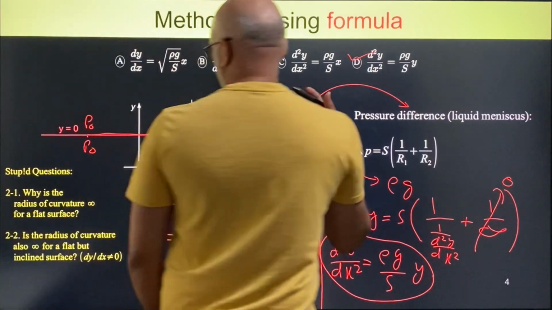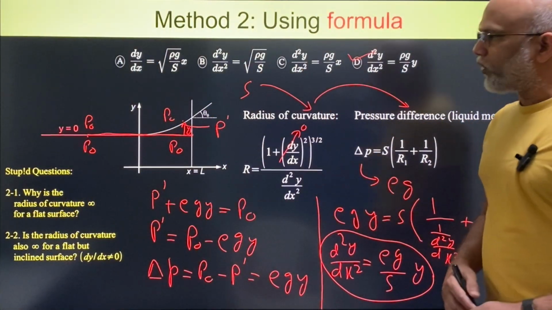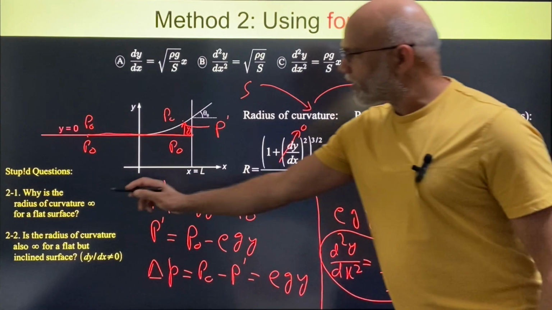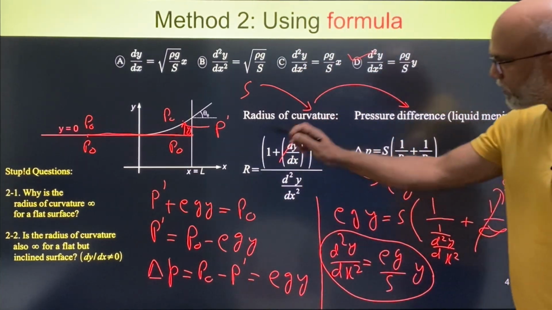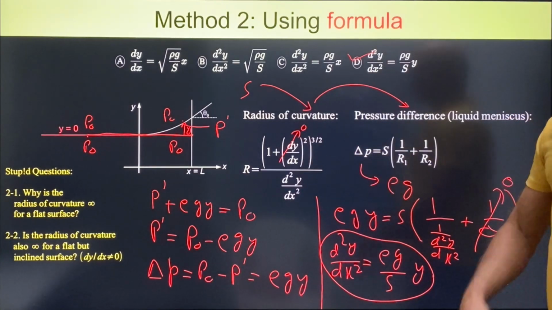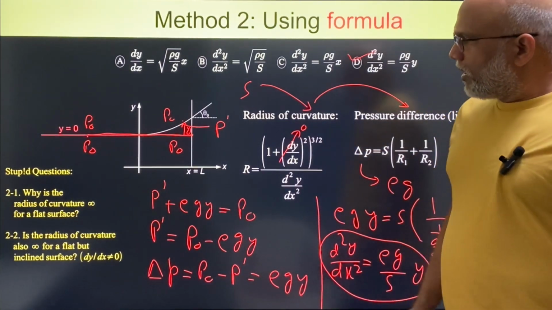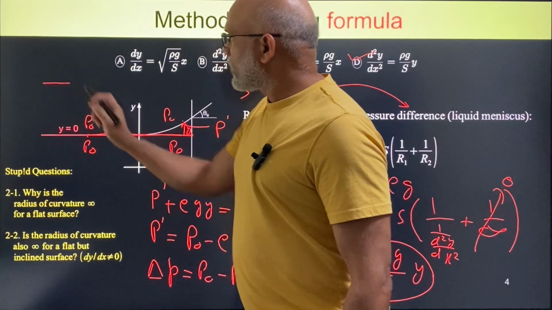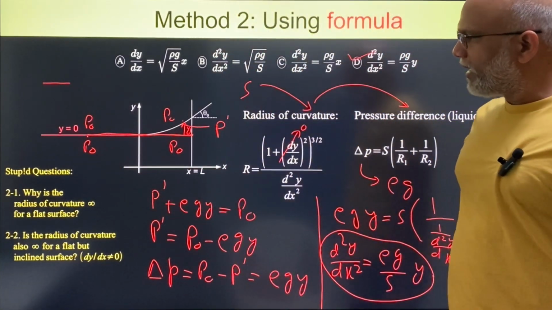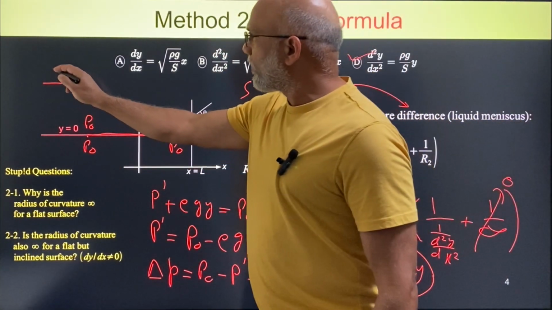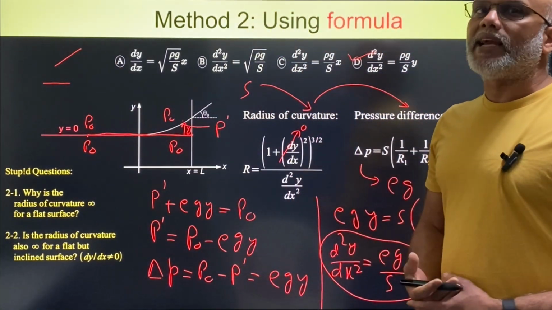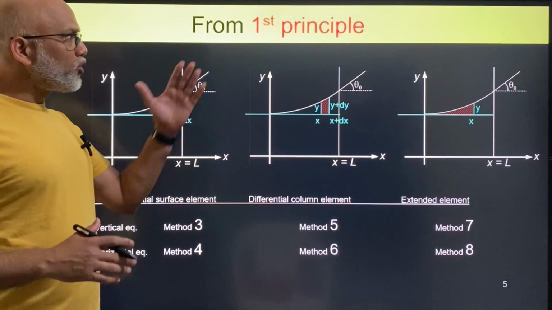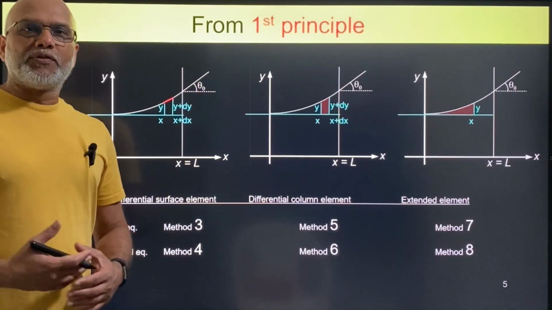All right, so here also I have a couple of questions for you. Why is the radius of curvature infinite for a flat surface? Can you explain it using this equation? And the second question is, for a flat horizontal surface, the radius of curvature is infinite. But what about a flat but inclined surface? Is the radius of curvature still going to be infinite? Let me know. Next, I'll show you how to solve this problem using the first principle.